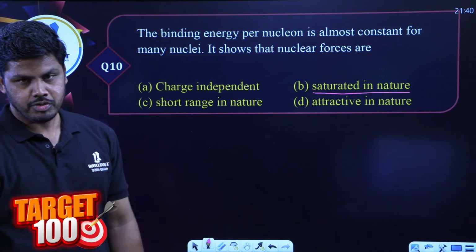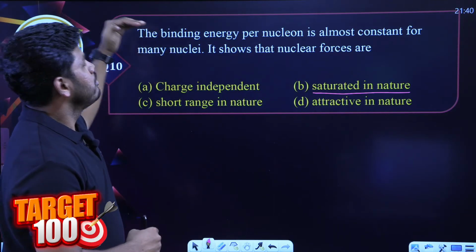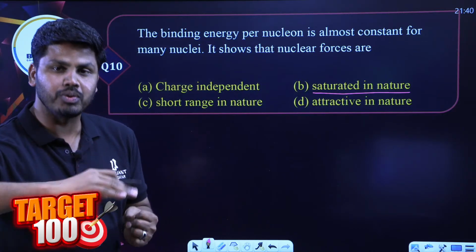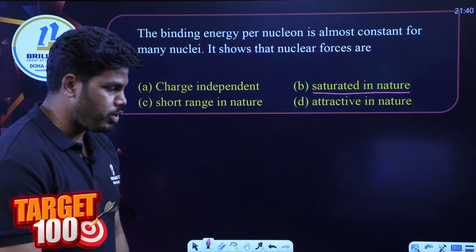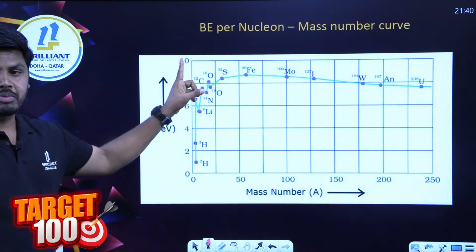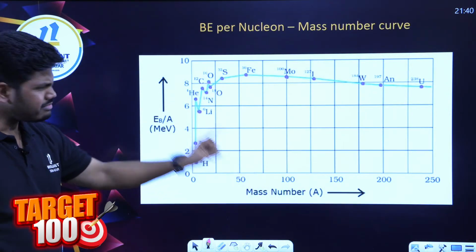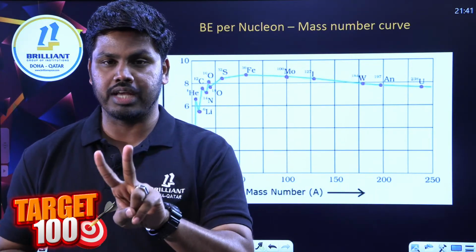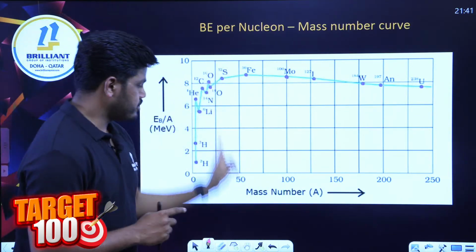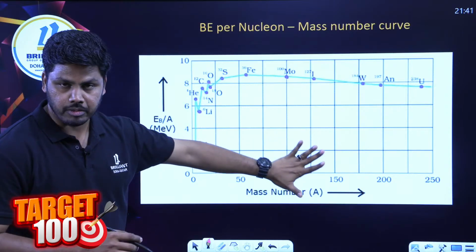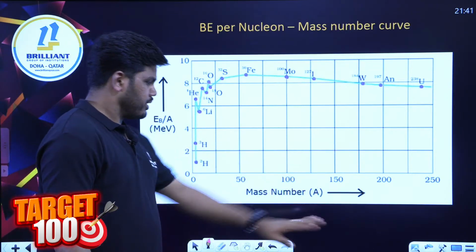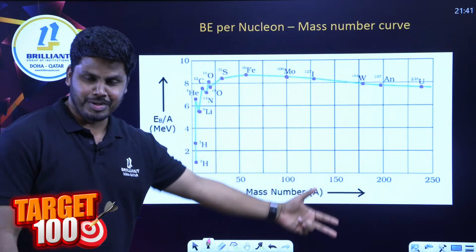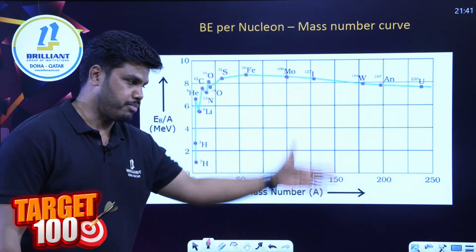Saturation of nuclear force. So I am going to repeat the same question here. How do you know binding energy per nucleon is almost constant for many nuclei? That is clear from the binding energy per nucleon versus mass number graph. This is one of the important graphs that we have to go for in this chapter. Two graphs we have. One, binding energy per nucleon versus mass number graph, the one which you can see on the board right now. One more graph is coming soon in the coming questions. That is potential energy versus internucleon distance, the one which I listed in the beginning, in the topics.